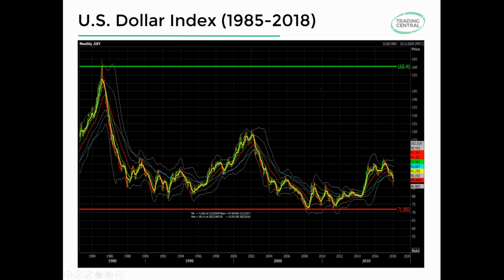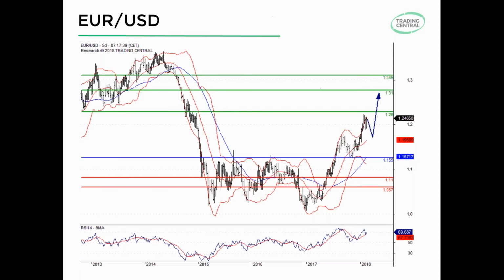Okay, so now we go to the forex pairs. Euro against US dollar. Well, in fact, the euro is taking about 57% of the US dollar index. Okay, it is a heavyweight in the US dollar index, over 57%, so it will affect the index.